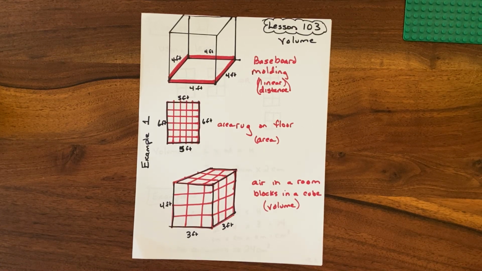Hello, so this is lesson 103 on volume. So you know how I love my definitions. Volume is the amount of space the object occupies. Sometimes you think of it as a three-dimensional object. How much stuff can it hold?